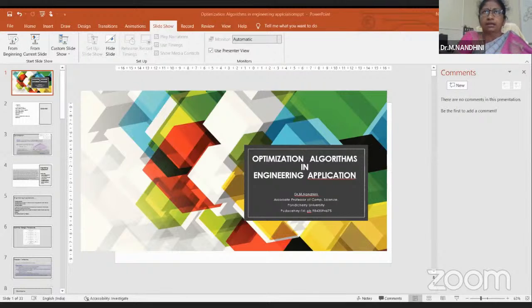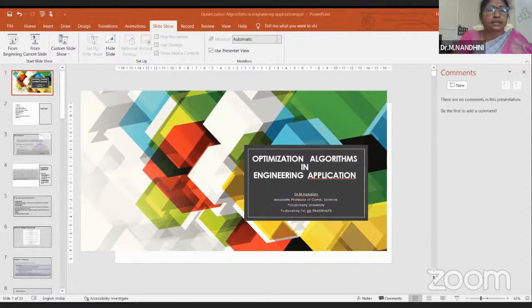So they are introducing these optimization algorithms for optimizing feature selection, feature extraction, and many other things for doing machine learning research works. They are incorporating these optimization algorithms. So these are some of the reasons why I have taken this title for today's presentation.